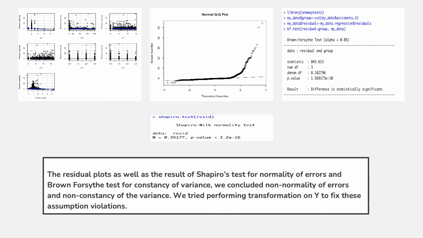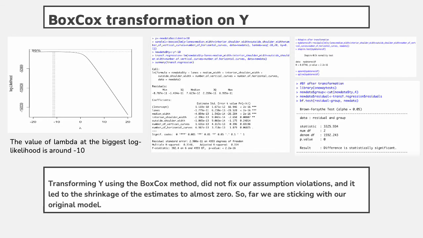So now we would try doing transformation on Y in order to fix these assumption violations. When we did Box-Cox transformation on Y, this did not fix our assumption violations. Both the errors stayed non-normal and the variance stayed non-constant, but it also has led to the shrinkage of estimates to almost 0, so we stick with our original model. We did not use the model that we obtained after transforming Y because it wasn't helpful.